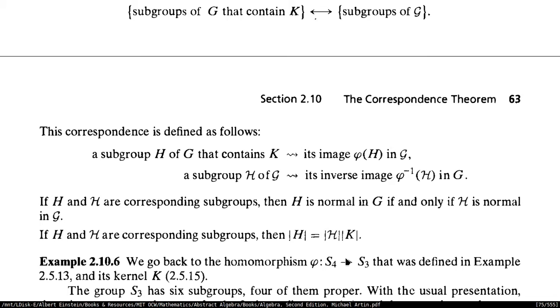If H and curly H are corresponding subgroups, if they have a correspondence, then the order of H is equal to the order of curly H times the order of the kernel, right? So that makes sense.